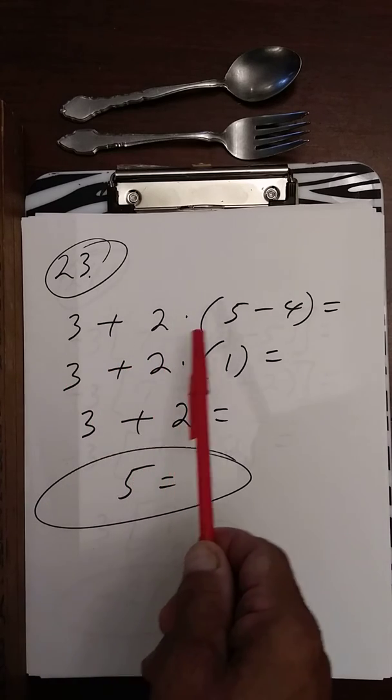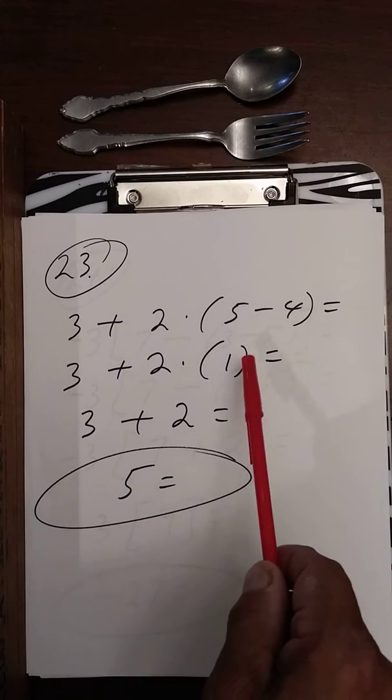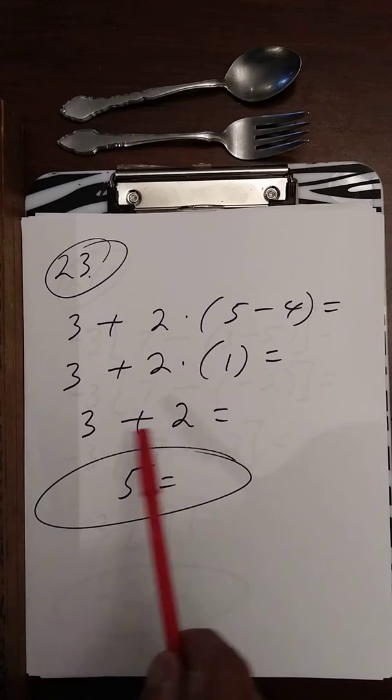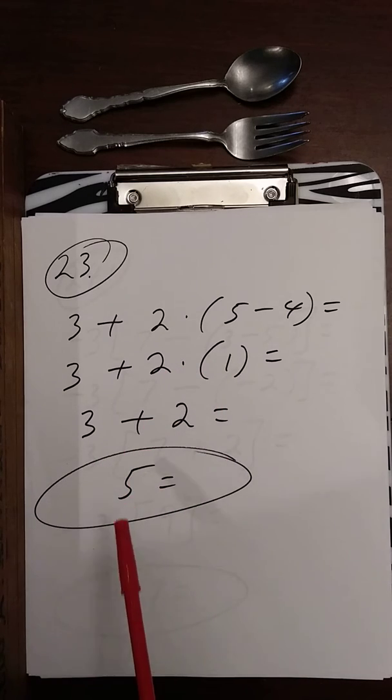3 plus 2 times 5 minus 4. So 5 minus 4 is 1. 2 times 1 is 2. 3 and 2 is 5.